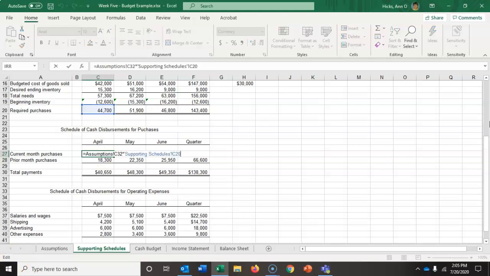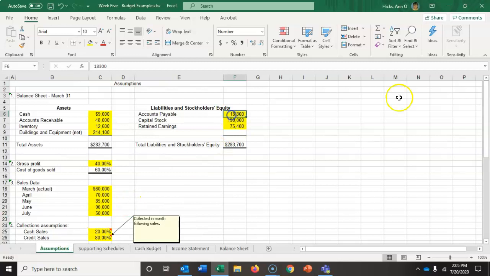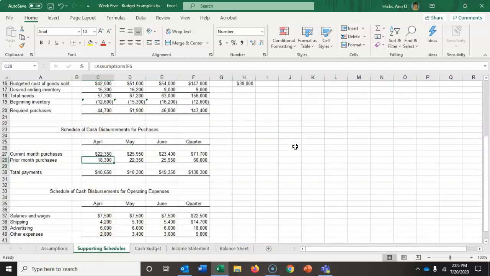So April current month purchases is just half of the 44,700. And then the prior month's purchases, we can actually again go back to our balance sheet. And if we assume accounts payable is all going to be paid off the next month, then that becomes our prior month's purchases. And we need to plan that we will need $40,650 in cash.